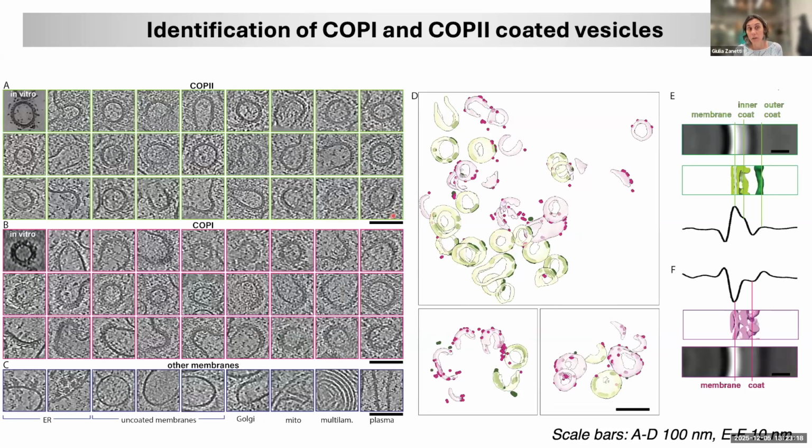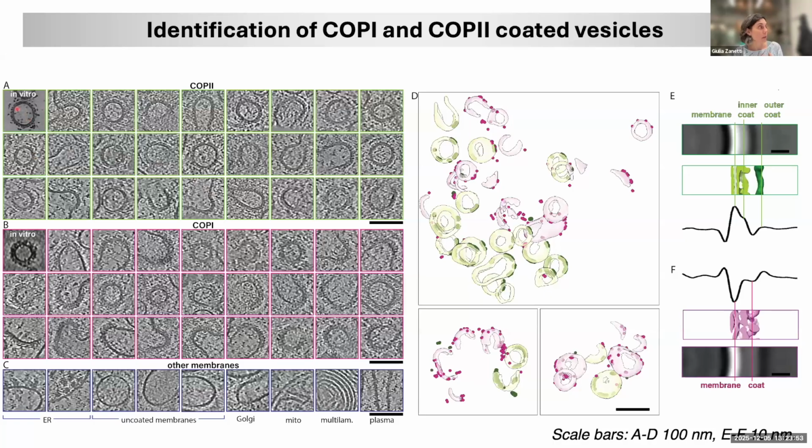But eventually we got a very large collection of coated vesicles from our ER exit sites. We ended up with somewhere around 60 tomograms of ER exit sites, from which we have hundreds of coated vesicles. Here, what I'm showing you is a gallery of vesicles that are either completely enclosed or budding off the ER membranes and appear to be coated with what we label as the COP2 coat.